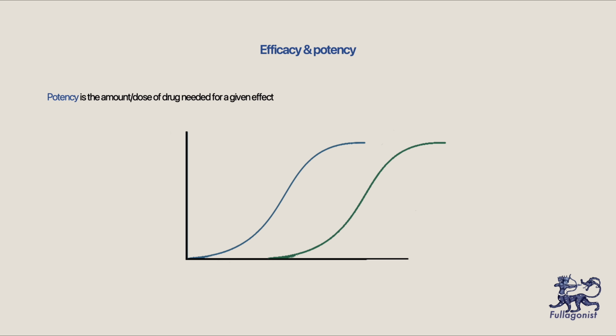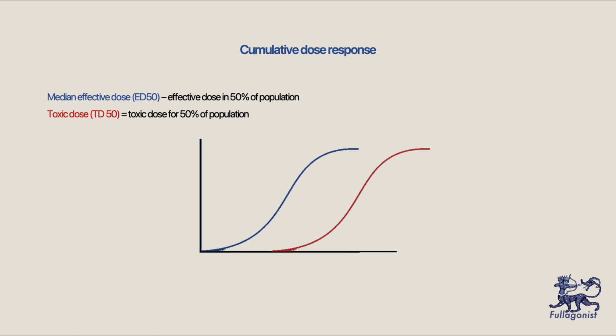Potency is the amount or dose of the drug needed for a given effect. If less drug is needed for the desirable effect, it means that the drug is more potent. You need less drug for the maximal effect, and vice versa. If more drug is needed for the maximal effect, the drug is less potent.